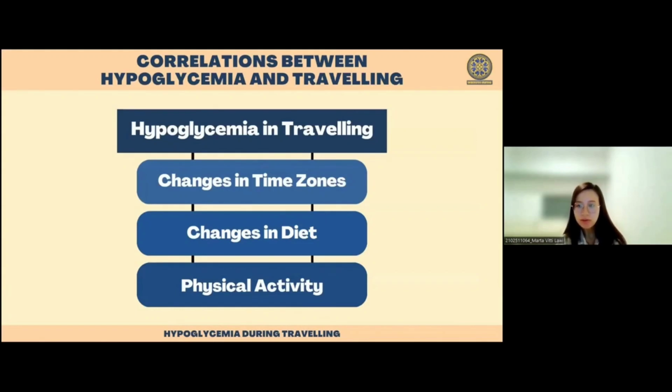Second, changes in diet. When traveling to different regions, it's common to encounter new foods and eating patterns which can disrupt the body's normal response to insulin. For example, meals that are high in carbs or sugar can cause blood sugar levels to spike, while meals that are low in carbs or high in protein can cause blood sugar levels to drop. Third, physical activity. The risk of hypoglycemia during physical activity can vary depending on factors such as the intensity and duration of the exercise, the type of exercise, and timing of meals and medications.